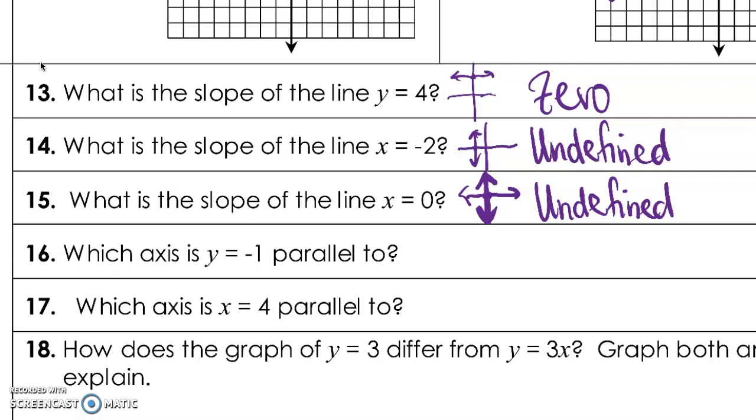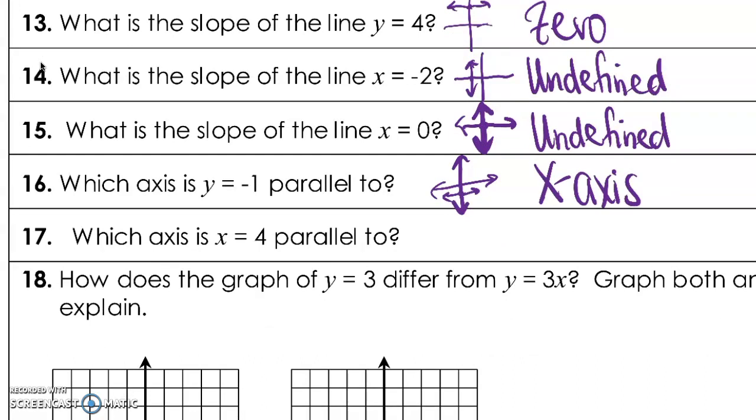16, which axis is y equals -1 parallel to? Well, if you're not sure, draw yourself a picture. That means I would go down 1 and draw across so it is parallel to the x-axis. 17, which axis is x equals 4 parallel to? Hopefully you can figure that out from answering 16. But if not, if we look at our x and y, x equals 4 would go here, draw straight up and down. That is parallel to the y-axis.